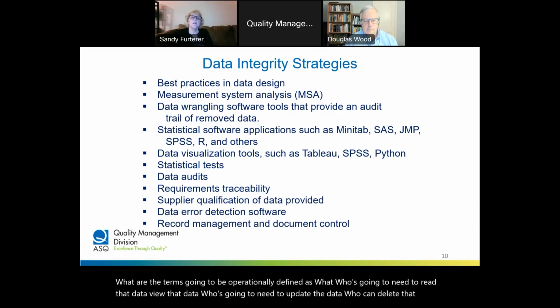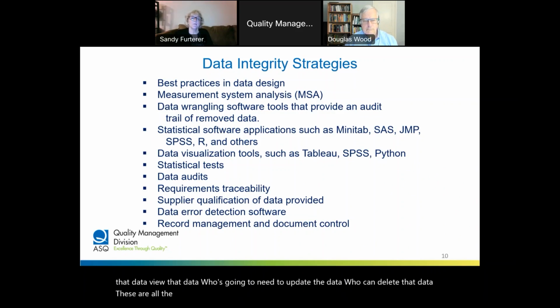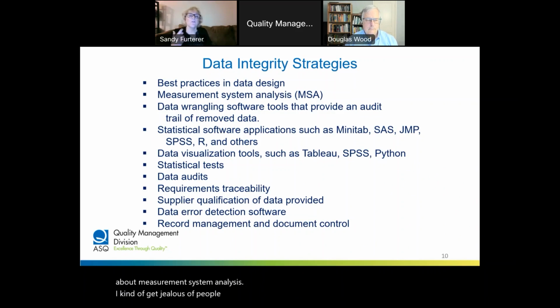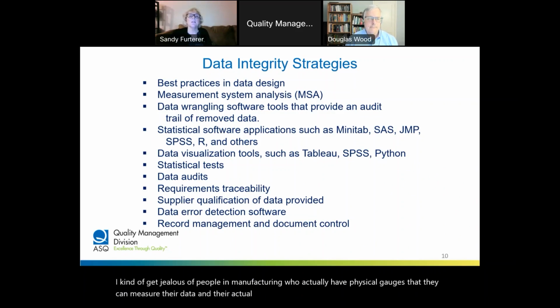These are all the elements of best practice in data design. We've talked a little bit about measurement system analysis. I kind of get jealous of people in manufacturing who actually have physical gauges that they can measure their data with, and their actual, variable continuous data that they're collecting. But think about the measurement system analysis of people who are putting things into categories.